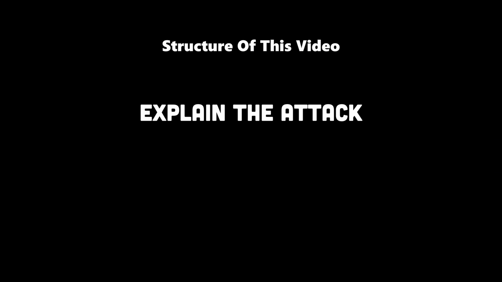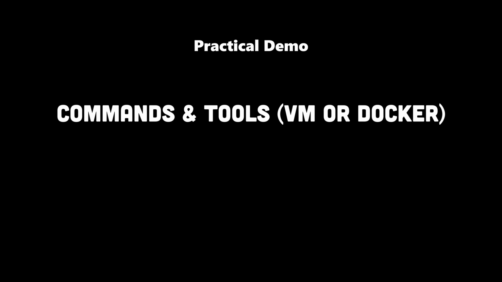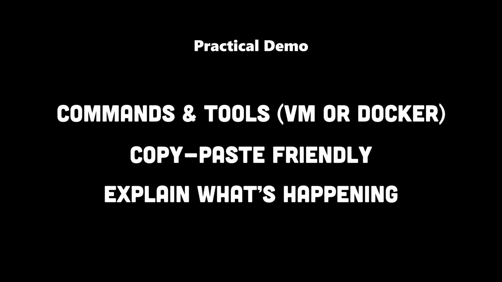Structure of this video: for every fuzzing attack type, we will use the same 3 steps. Explain the attack, what it targets, and why it matters. Practical demo: commands and tools to run in a lab, VM or Docker, copy-paste friendly. Explain what's happening: a line-by-line breakdown so the viewer understands cause and effect.